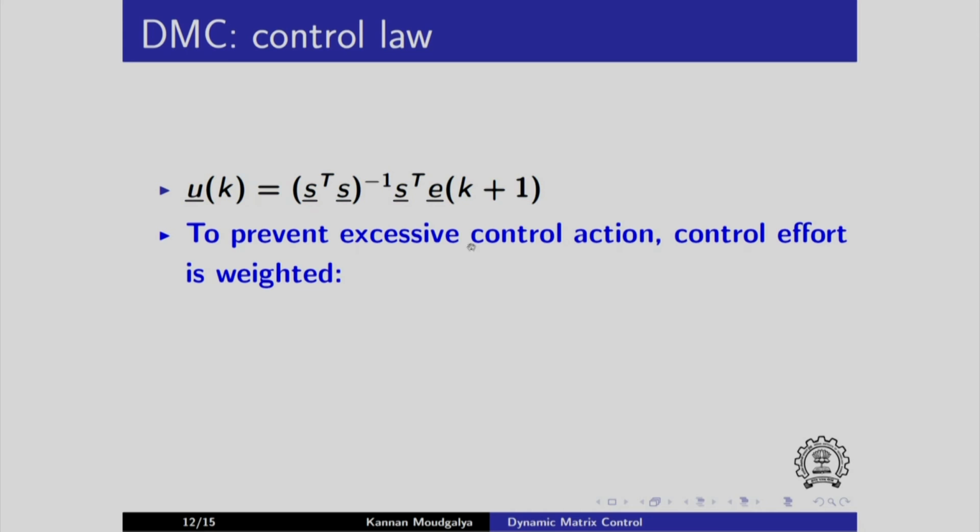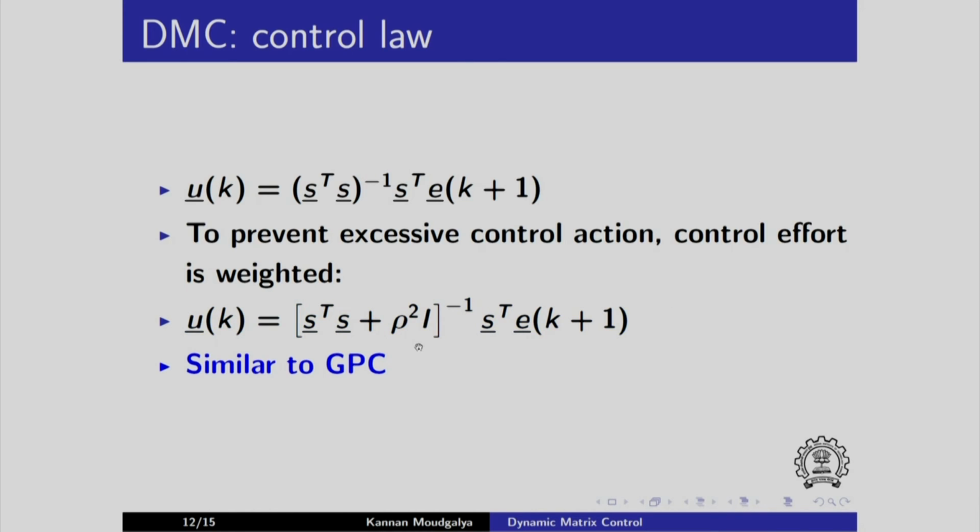To prevent excessive control action, we weight the control effort also. That is, we include a term of this type, rho squared times I. This is similar to the GPC case. We explained in the previous video, when we derived the GPC law, how this expression comes about.